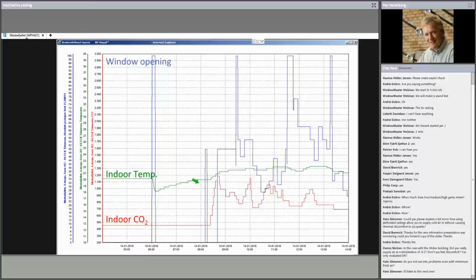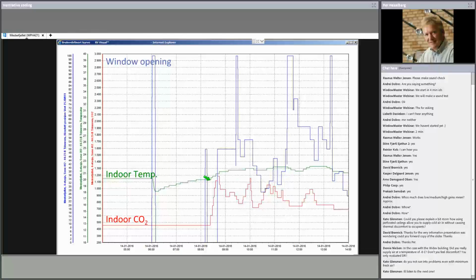Again, here you can see we have one more pulse around 8 o'clock, and then when the people arrive, we can see we open the windows more. Here the windows are actually open around 50%, and it stays open almost all day until 4 o'clock, or 2 o'clock, when the people leave the room.